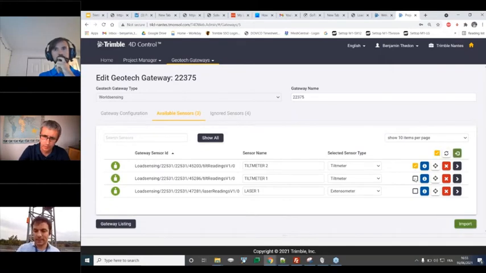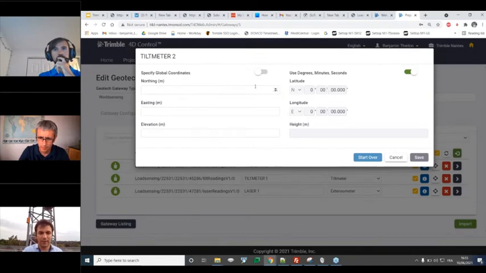Now I have to select these three sensors. If you want, you can add a coordinate here. So this is what I think was a previous question. There are two different options. When you configure your sensor, it will get the position, or you can enter it manually on the interface of your TDC 600.